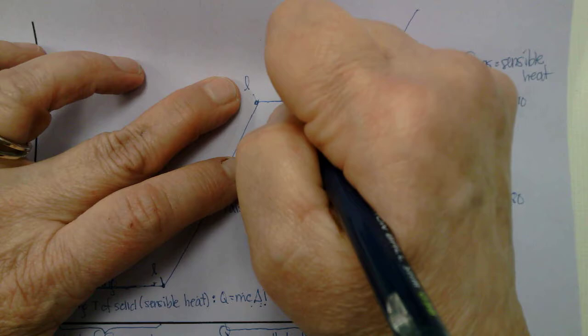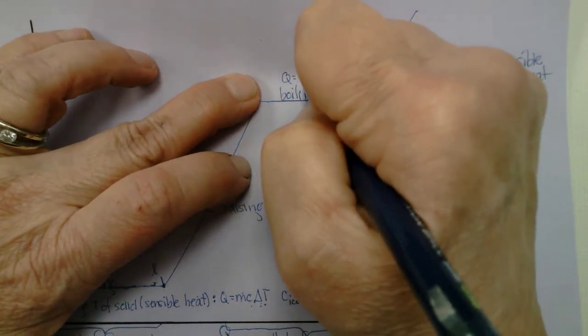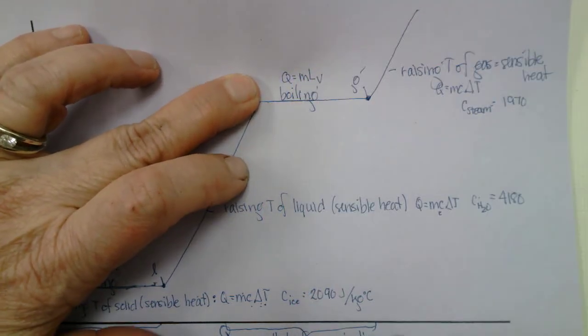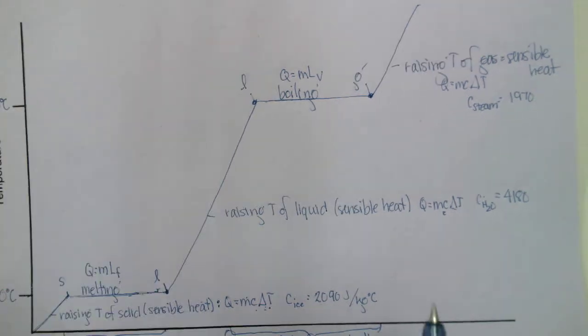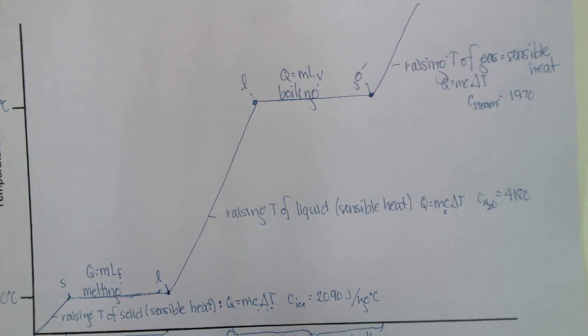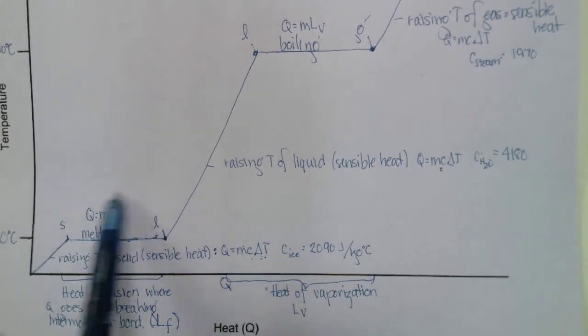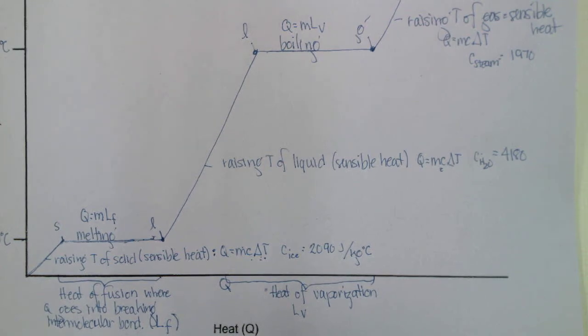I will call this Q is equal to mL sub V. Heat of vaporization is L sub V, and that's a constant, and it's 2.25 times 10 to the 6th, I believe, joules per kilogram. What do you notice is missing from this equation? You're used to the mc delta T, mc delta T, mc delta T. Why isn't it mL sub F delta T?